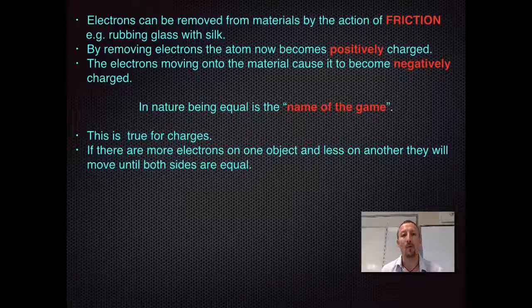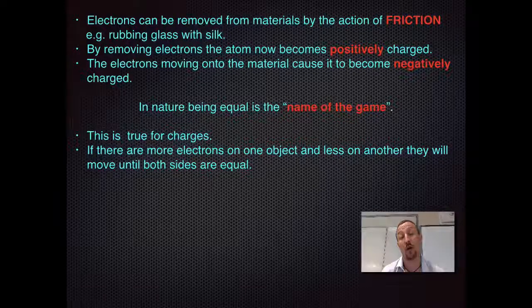Now, if there are more electrons on one object and less on another, they will move until both sides are equal. And if there's a good conduit which will allow them to move through it, for example a metal wire, they will go from a negative terminal to a positive terminal. So the electrons will move through. We can then control the flow of those electrons using a resistor. Again, that's something that we will look at later on.